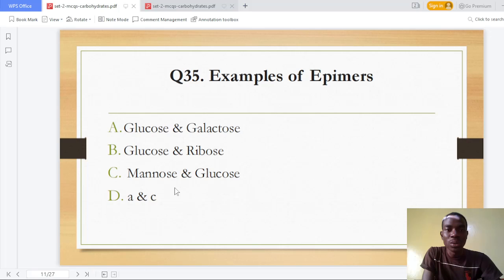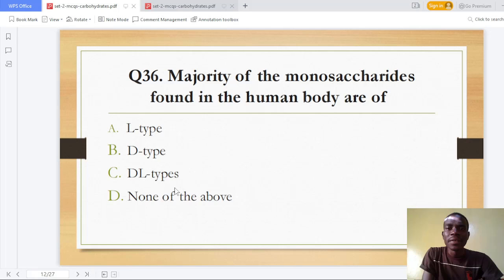Alright, so the majority of the monosaccharides found in the human body are A, L type, B, D type, C, DL types, D, none of the above. Alright, so the majority of the monosaccharides that are really found in the human body is simply D type. Okay, so the best answer is B, D type.